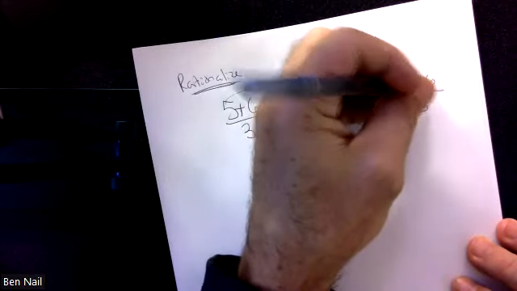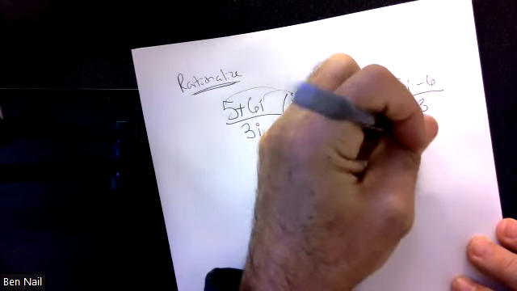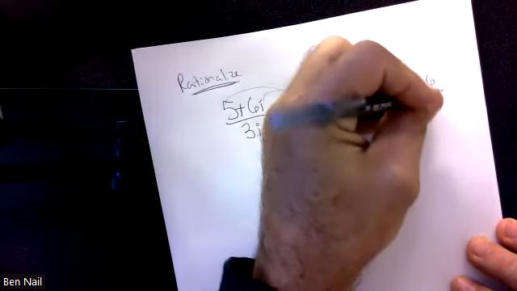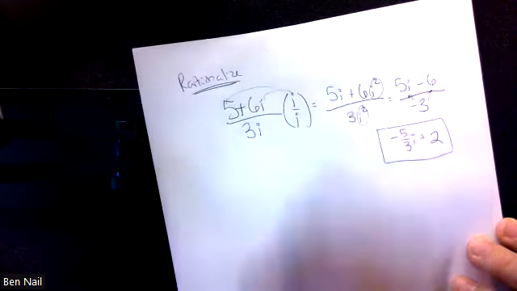And again, now we can rewrite this. So this is a -5/3 i, and then -6 divided by -3 is a +2.